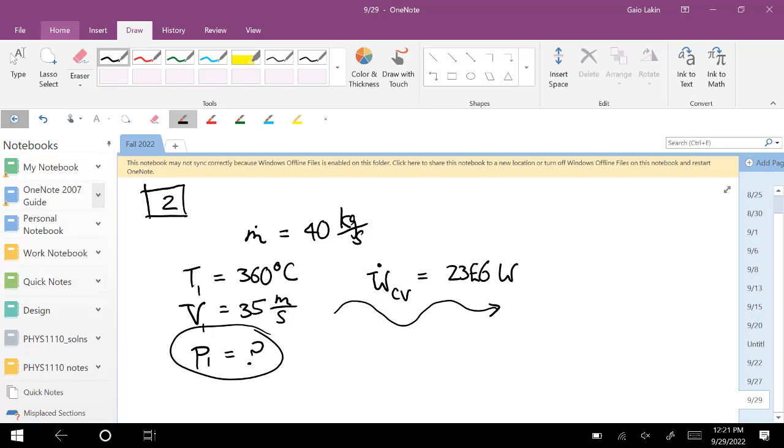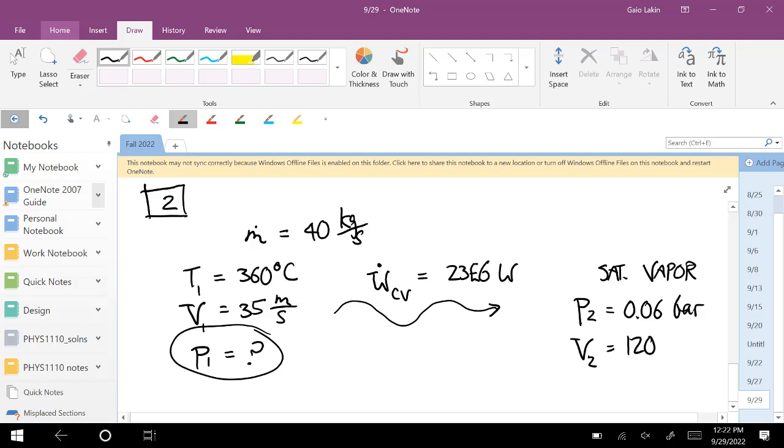And then when it comes out the exit, it's a saturated vapor. Saturated vapor means that we only need to know one property, pressure or temperature, to look up anything else. And we're given the pressure, so we can look anything up in the table that we want. P2 is 0.06 bar, and the speed is 120 meters per second. They didn't give us a temperature, but we could look it up.